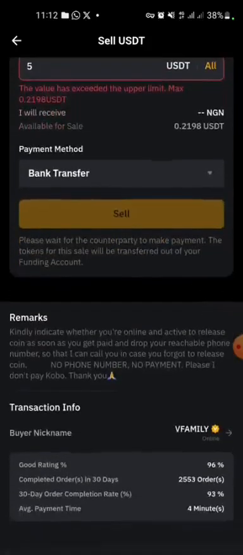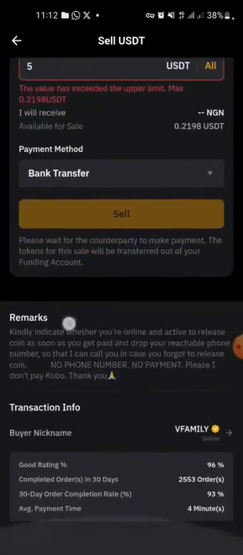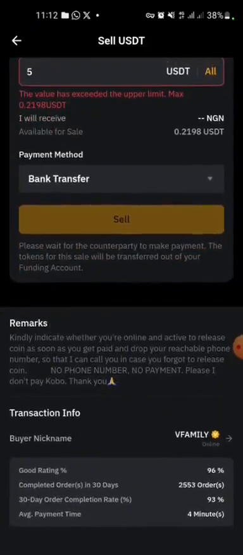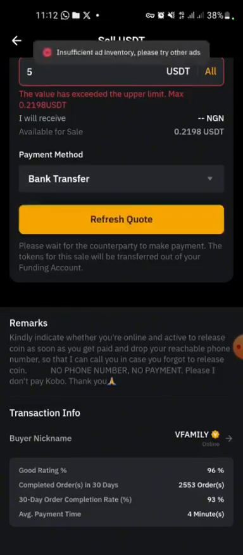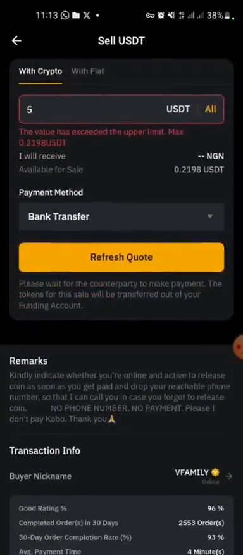But before you do that, always check the remarks. This is the remarks of the person. Each trader or each vendor has their remark. This person's remark says, kindly indicate whether you are online and active to release coin as soon as you get paid, and drop your reachable phone number so that I can call you in case you forgot to release coin. So no phone number, no payment, please, I don't pay kobo. He said he doesn't pay kobo.